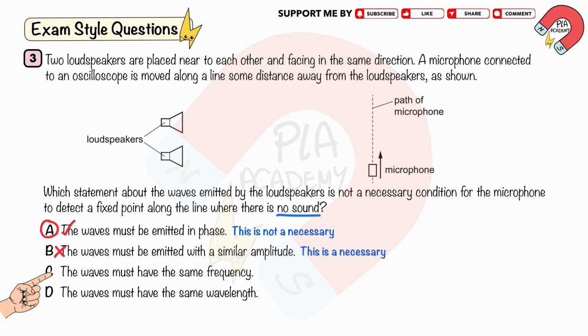Choice C. The waves must have the same frequency. This is necessary, because it is a condition of coherent waves. Choice D. The waves must have the same wavelength. This is necessary, because it is a condition of coherent waves.